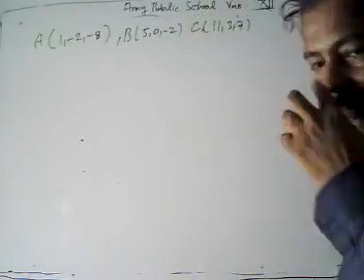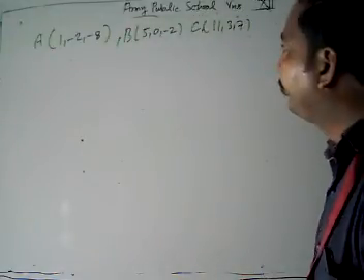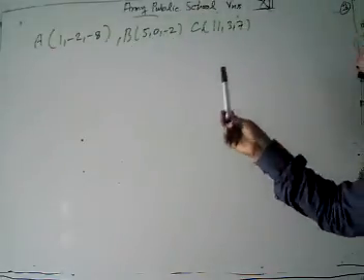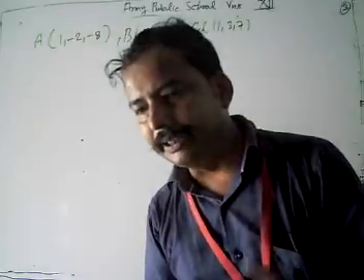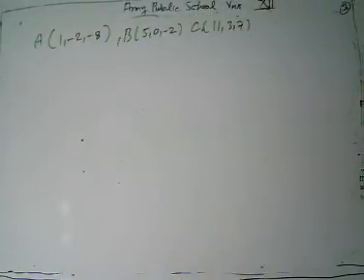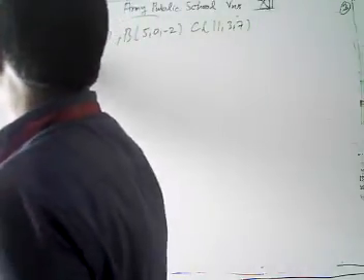C (11, 3, 7) are collinear. Look, we have been given 3 points: A (1, -2, -8), B (5, 0, -2), and C (11, 3, 7). We have to show that they are collinear, and then find the ratio in which B divides AC. First of all, we are going to find the position vectors of A, B, and C.